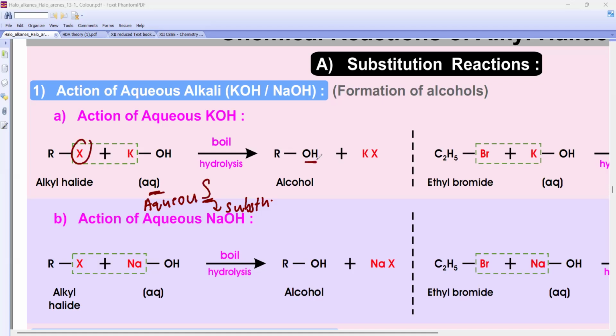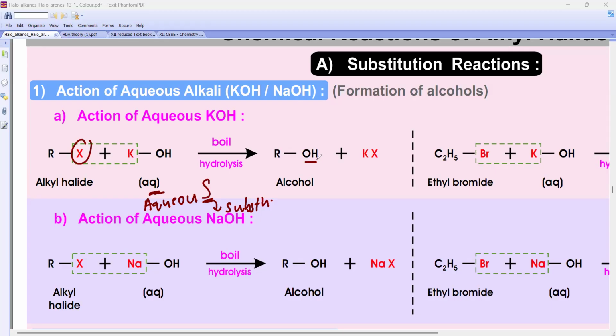But I have to take which? NaOH and KOH should be aqueous. If we take alcoholic NaOH or KOH, so beta, if you drink alcohol, you get eliminated. So if you take alcoholic, it will be which reaction? Elimination reaction. But here we want what? Substitution.